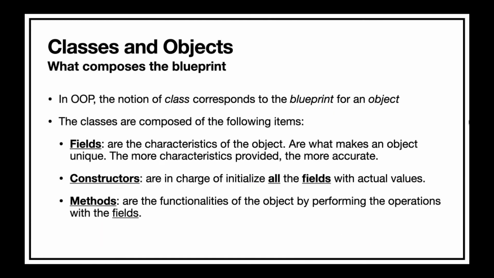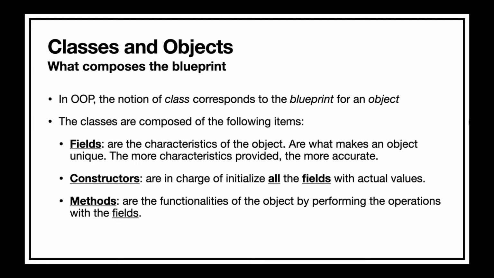One of the most important items is to recognize what is a class and how this notion of a class corresponds to the blueprint of an object. An object, when we develop or generate it, is called an instance. An instance is basically an actual object generated based on the description of a class.